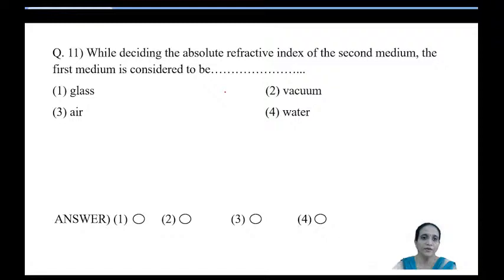Question number 11. While deciding the absolute refractive index of second medium, the first medium is considered to be. The first medium, when you hear this word only, children, absolute, remember the first medium is vacuum. So the second option is the correct option over here.